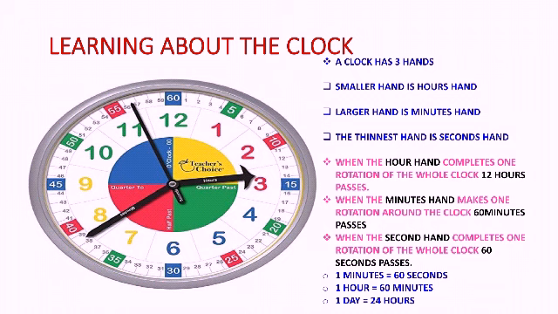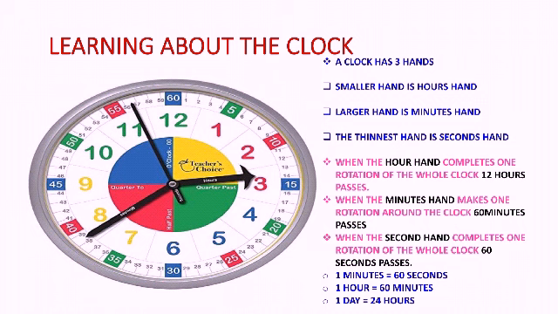Now, when the hour hand completes one revolution, that is, it starts from 12 and again when it reaches 12, it means one rotation. So when the hour hand completes one rotation, 12 hours pass. When the minute hand, the longer hand, completes one rotation, it completes 1 hour, that is 60 minutes. And when the second hand completes one rotation, that is, it starts from 12 and again reaches 12, 60 seconds pass.